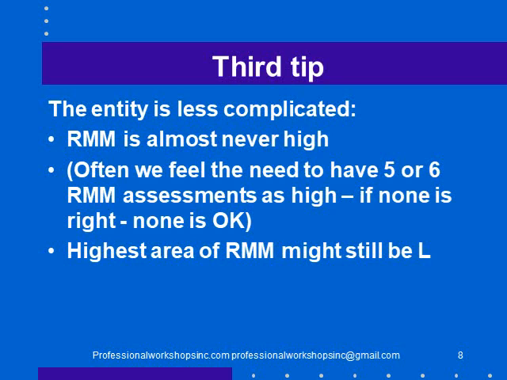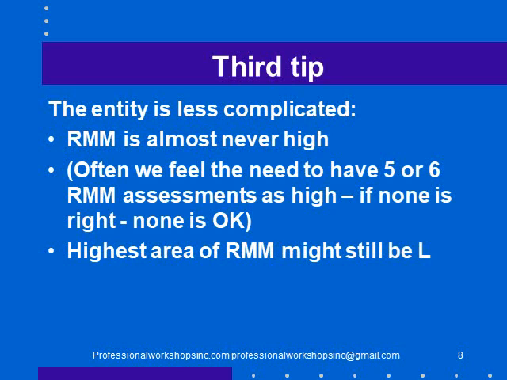Third tip, if the entity is less complicated, risk of material misstatement is almost never high. And indeed, in a less complicated entity, if you concluded after doing planning that for every component, risk of material misstatement for all assertions was low, could be true, probably is true. That's probably correct. And if you have 10 less complicated audits and all of them have risk of material misstatement low, it's probably correct.